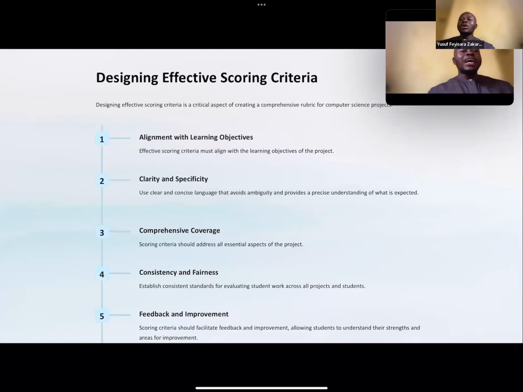Okay, how can you now design an effective scoring criteria? How can you design a criterion in your rubric? Number one, you need to make sure the criterion or the criteria, as the case may be, align with your learning objectives. Effective scoring criteria must align with the learning outcomes of the project. Number two, it must be clear and specific. Use clear and concise language when you are designing your criteria. It must have comprehensive coverage. Scoring criteria should address all essential aspects of the project.